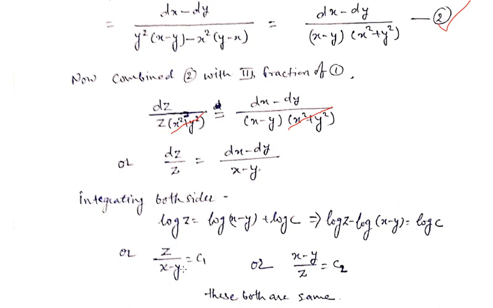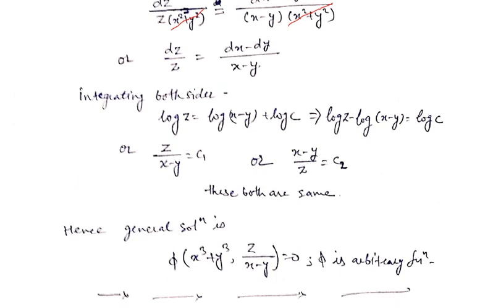This is z upon x minus y is c1, or its reciprocal is x minus y upon z equal to 1 upon c1, and say 1 upon c1 is equal to c2. So it becomes x minus y upon z is equal to c2. Here we have another integral of the Lagrange auxiliary equation, which is x minus y upon z, or it may be z upon x minus y. These both are same.